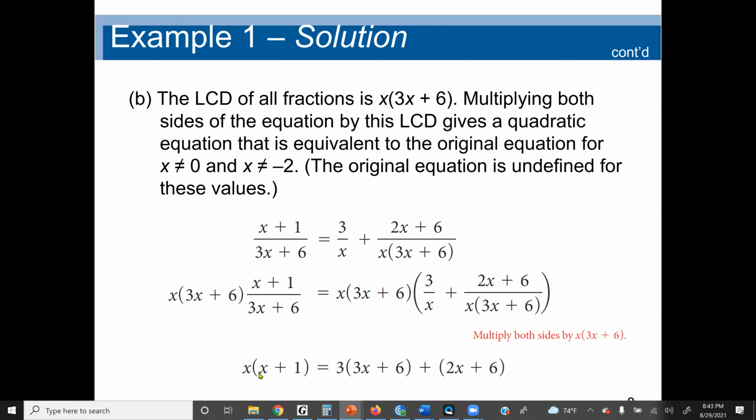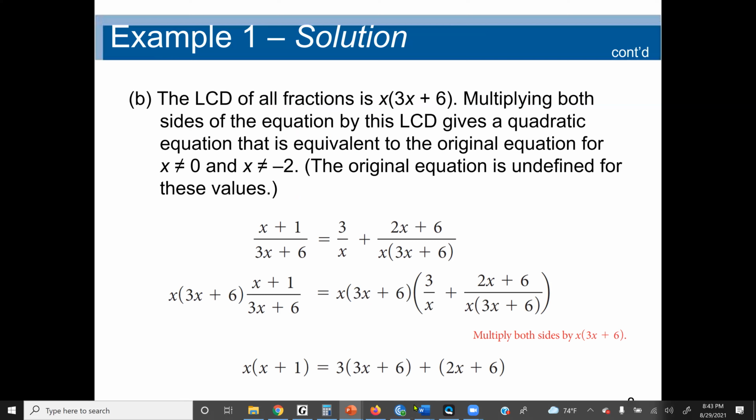We get s times s, which will give me s squared. S times 1 will give me x. Then we have 3 times 3s will be 9x. 3 times 6 will be 18. 2s plus 6. Then we can combine the like terms. So for example, we get 3 times 6, which is 18, and 18 plus 6, which will give us 24.